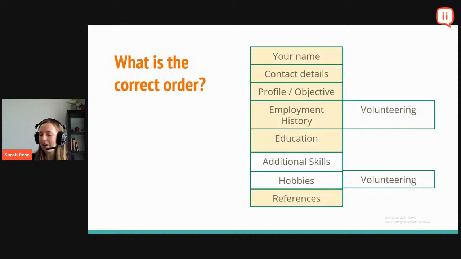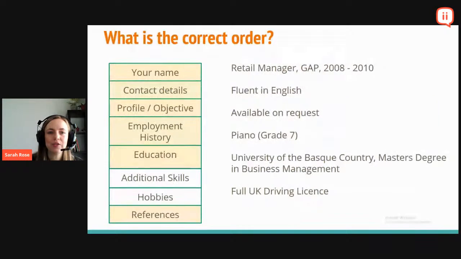I think people did quite well on the orders. So let's see if you can do this. Now we have the order. I want to see if you can put these pieces of information into the correct section of the CV. So for example, the first one is retail manager. Gap, 2008 to 2010. Where does that go in the CV?